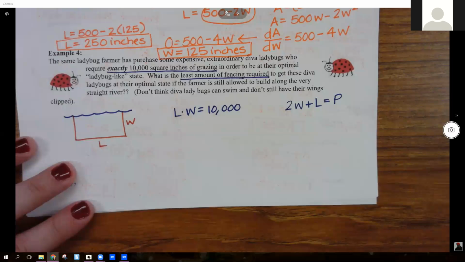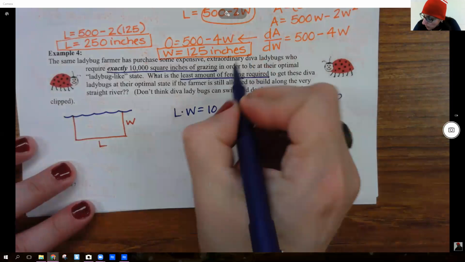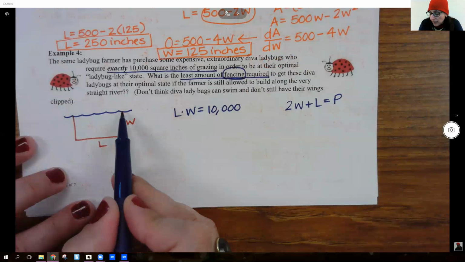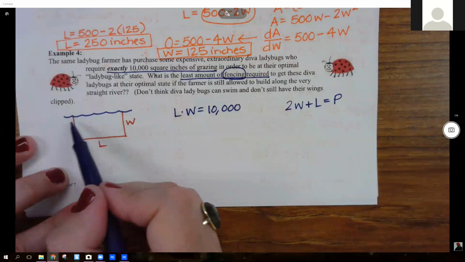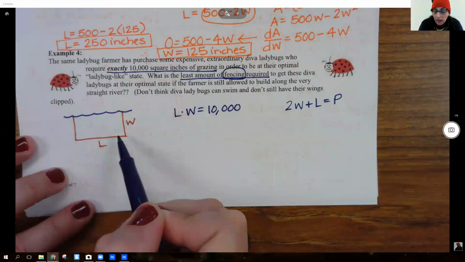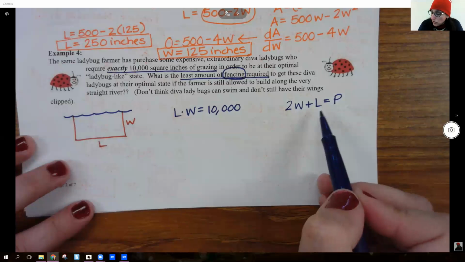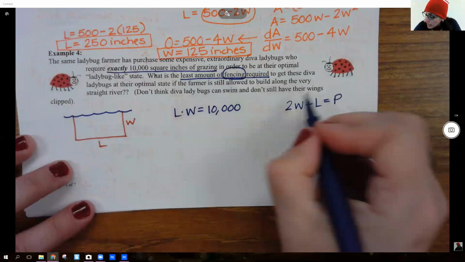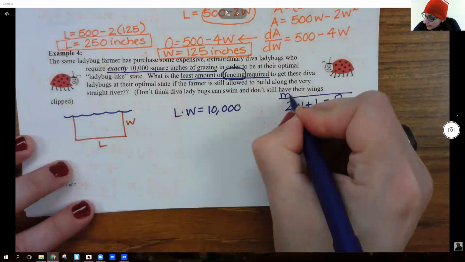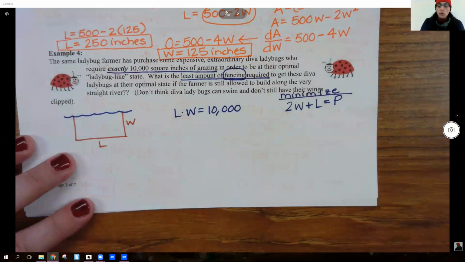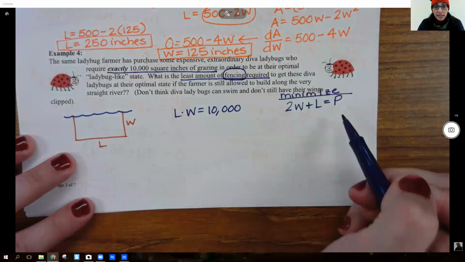That's the one that you don't know what it should be, and you're trying to find the least amount of fencing. Okay, so fencing comes from going around the outside, right? If we were putting fertilizer down or something, that would be area, but fencing is around the outside. So that's got to be the perimeter. So since we're looking for the least amount of fencing, we are minimizing perimeter. So the one with the P over here, this is the one we're going to take the derivative of.